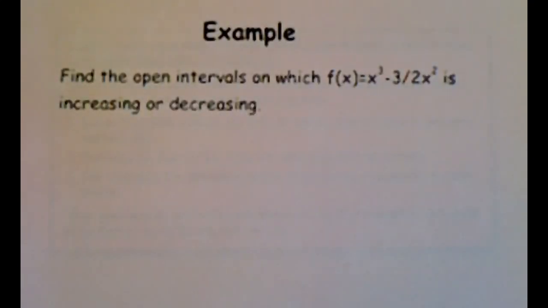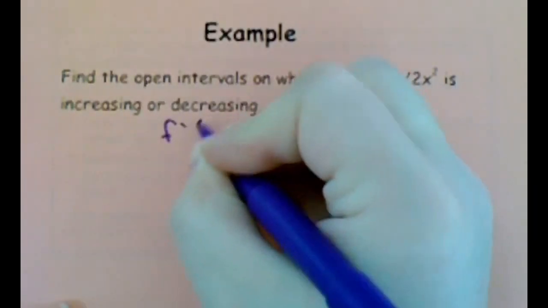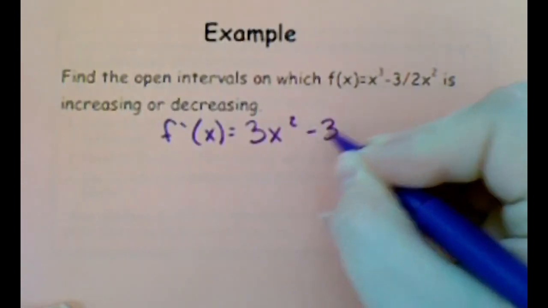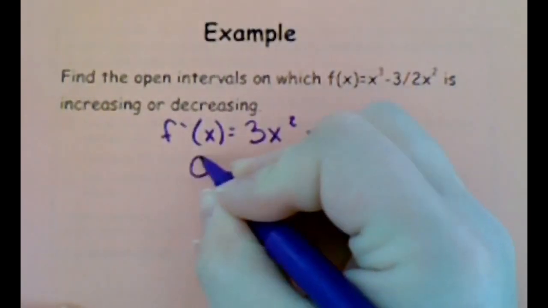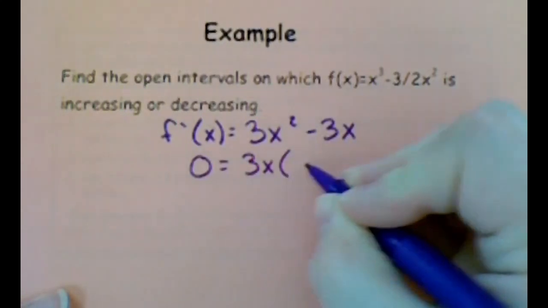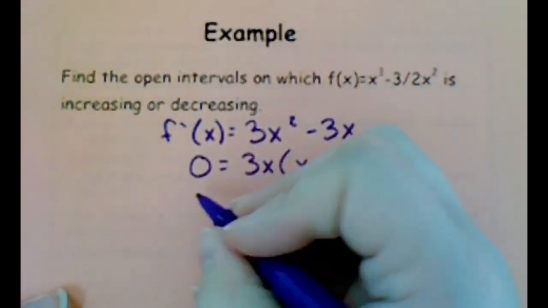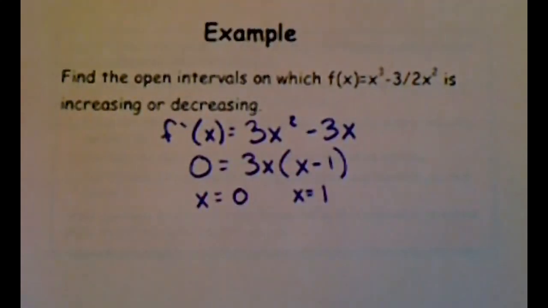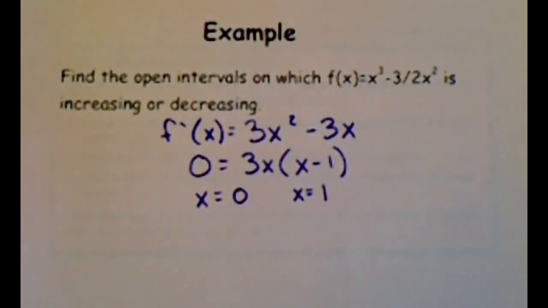So let's find the open intervals on which f of x equals x cubed minus 3/2 x squared is increasing or decreasing. The first thing we do is figure out where the derivative equals 0. So let's find the derivative. My derivative is 3x squared minus 3x. To see where that equals 0, I factor out a 3x. I have x minus 1 left. So that is x equals 0 and x equals 1. Those are what we call critical numbers. We've already talked about that in section 1. They are our critical numbers.